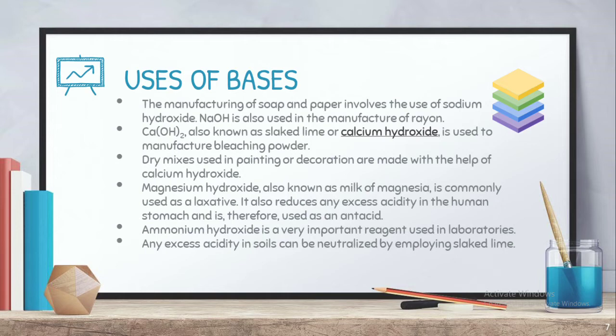Magnesium hydroxide, also known as milk of magnesia, is commonly used as a laxative. It also reduces any excess acidity in the human stomach and is therefore used as an antacid. Ammonium hydroxide is a very important reagent used in laboratories. Any excess acidity in soils can be neutralized by employing slaked lime.